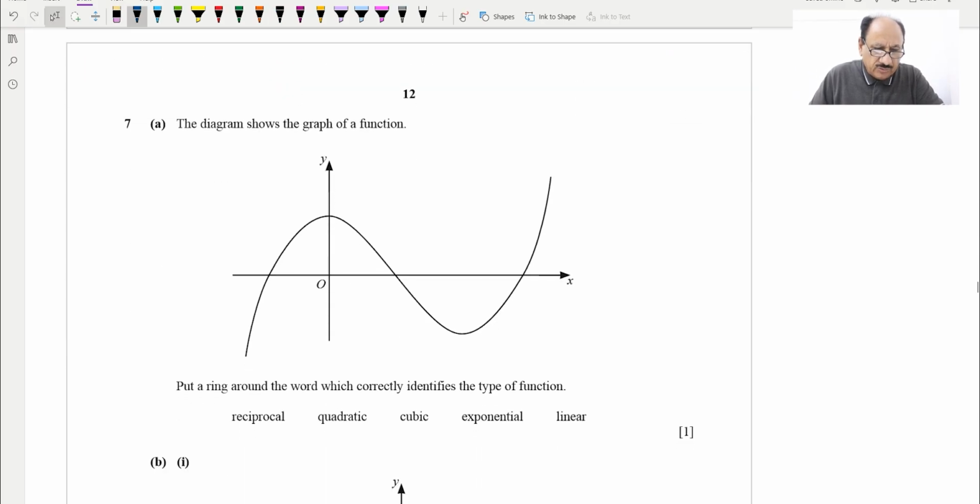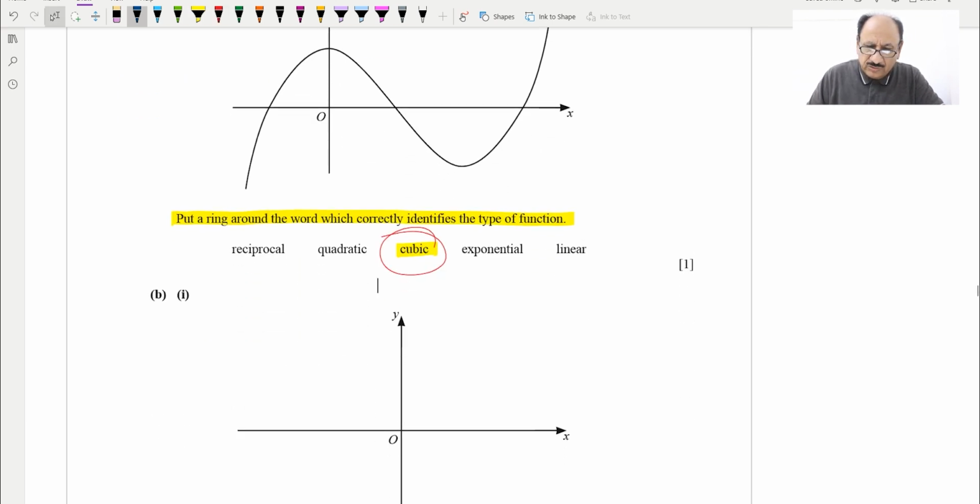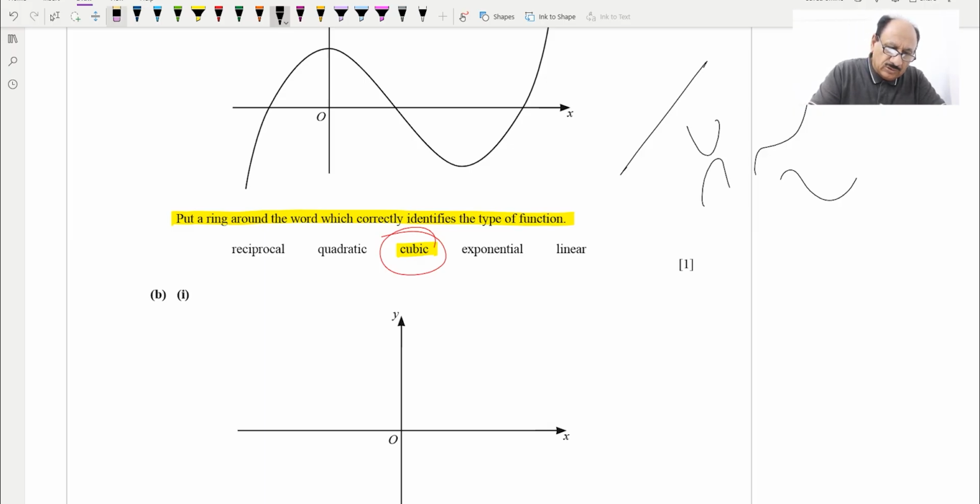Hopefully you understood this. Now question number 7, which says the diagram shows the graph of a function, and put a ring around the word which correctly identifies the type of the function. So we know this is a cubic graph, so we can circle this. This is a cubic graph, of this shape. The shapes of graphs you should know: straight line graph, then the quadratic graph is opening upward or downward, and the quadratic graph will be like this one or this one. So you should know the shapes of the graphs. You just need to circle this.